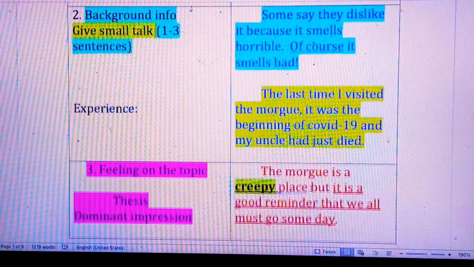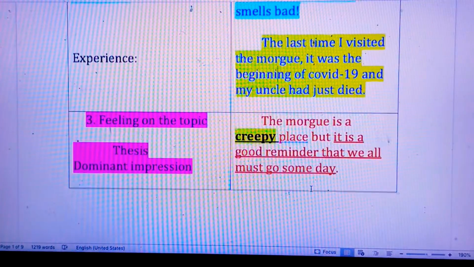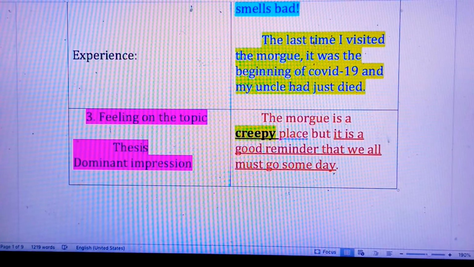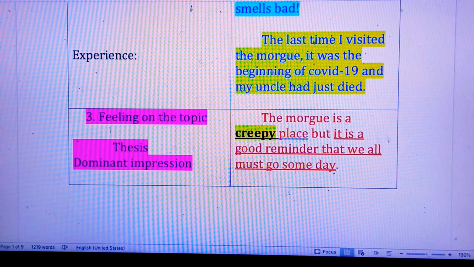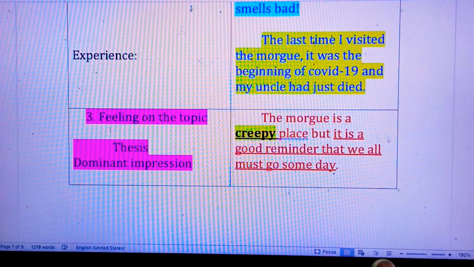After we would have written our background information, now we're going to give our thesis, or the big term that people use when they're writing a descriptive introduction, the dominant impression. The dominant impression, or the thesis for a descriptive essay, is your feeling on the topic. So here's how we're going to express that feeling. We're going to use an adjective. Here the student has that the morgue is a creepy place.